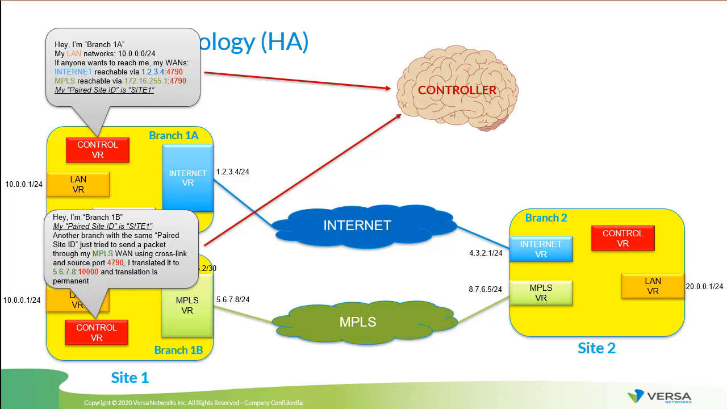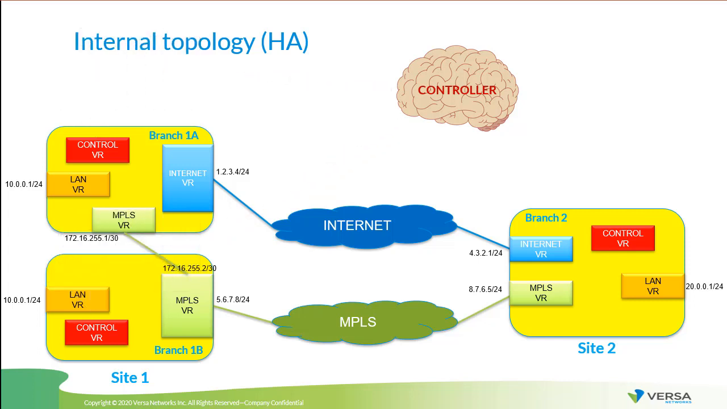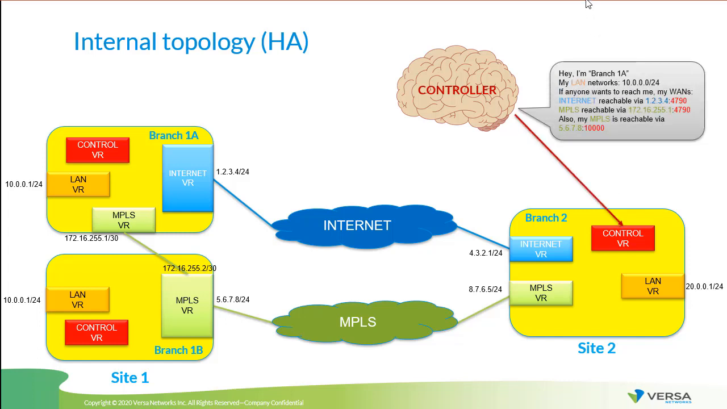All this information combined together will be sent to the controller, and the controller will send it to branch 2. So branch 2 will receive something like this. Hey, I'm branch 1A and I have this LAN VRF, and also I have internet transport, which is reachable via 1234 port 4790, and also I have MPLS network that is reachable via either 172.16.255.1 port 4790, or also the MPLS link of branch 1A can be reached through the IP address 5678 port 10,000.